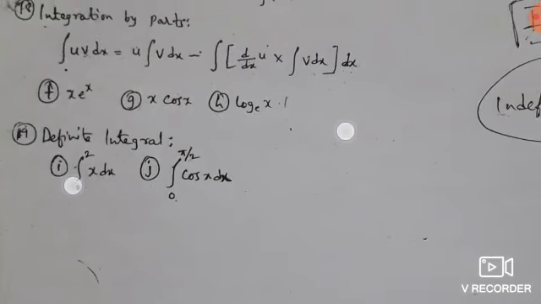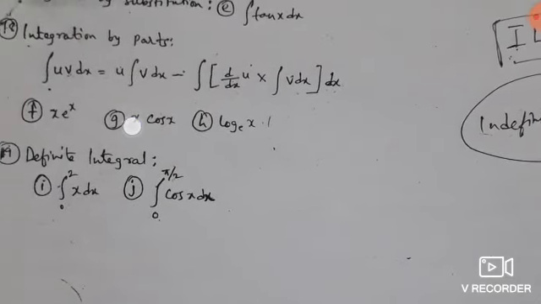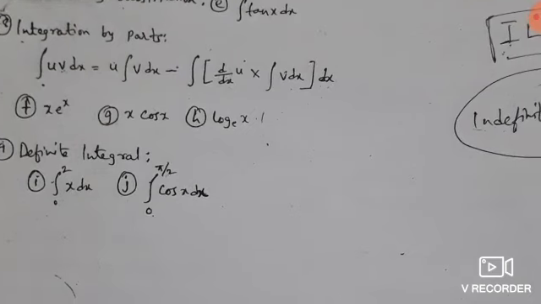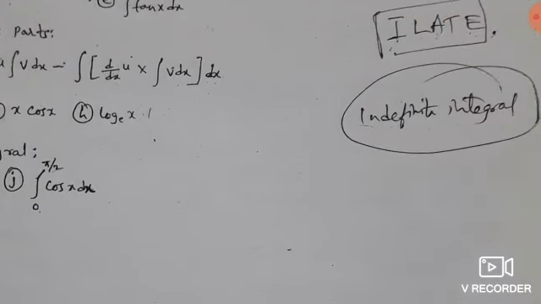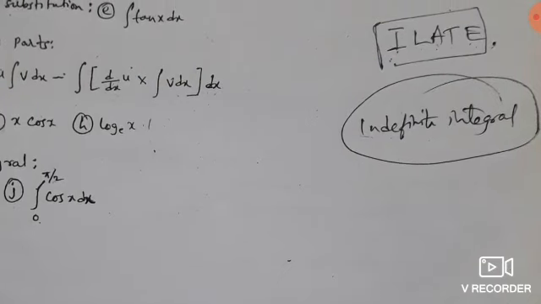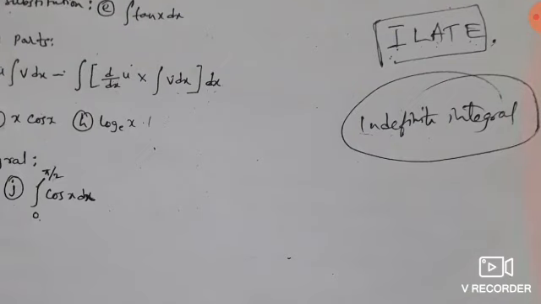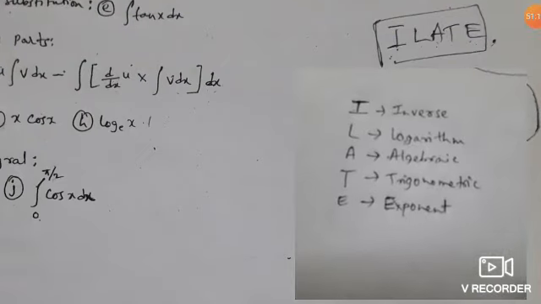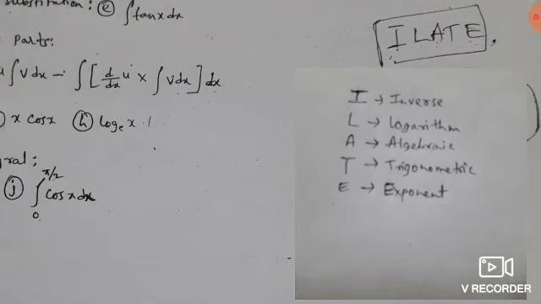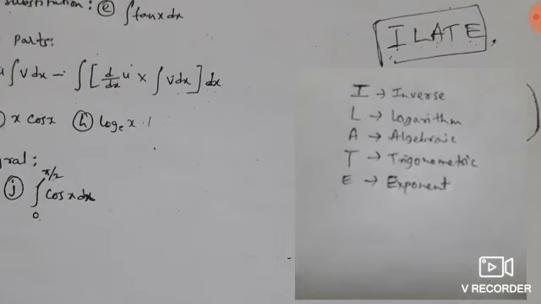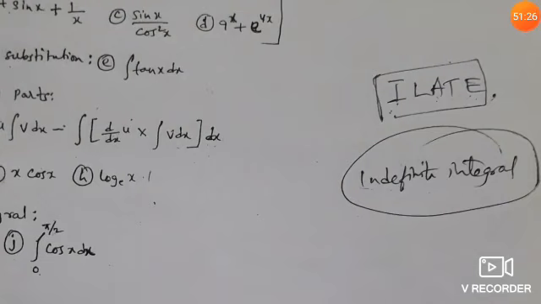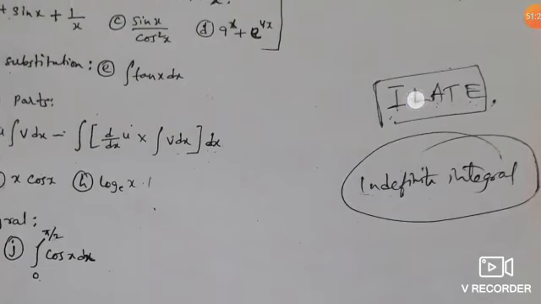Now there is a technique to solve this. If there are two functions, how to decide which is u, which is the first term, which is the second term? The technique is ILATE, ILATE. I for inverse, L for logarithm, A for algebraic, T for trigonometric, E for exponent. So you have to follow the ILATE rule.